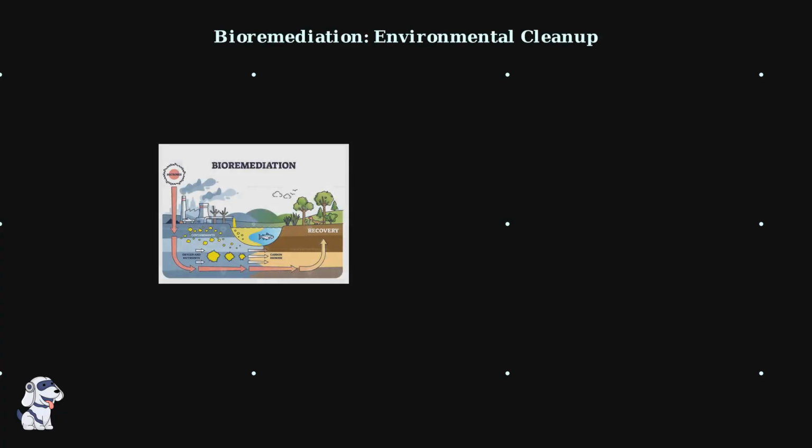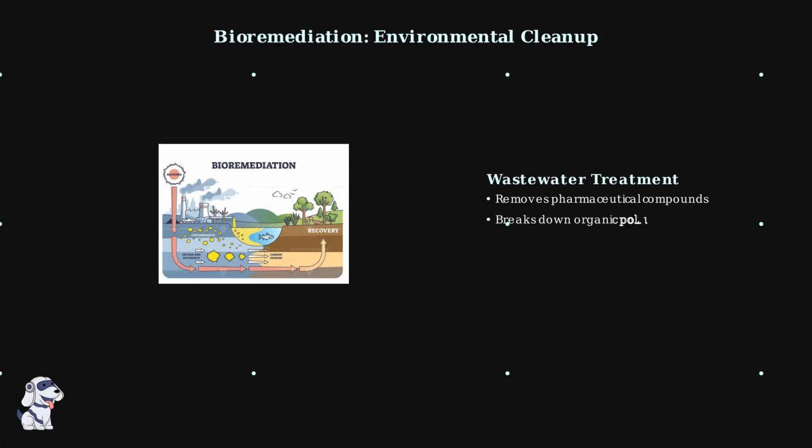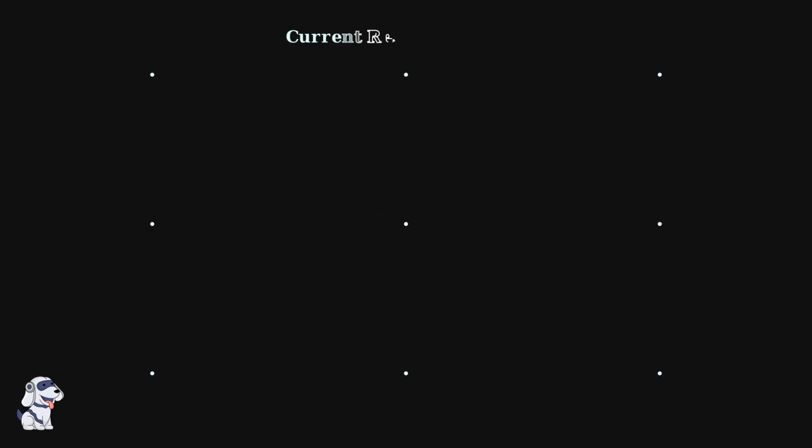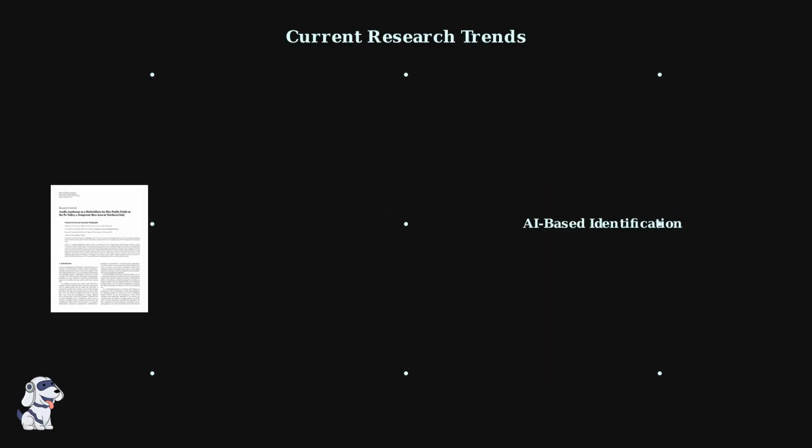Bioremediation using Anabaena offers a natural solution for environmental cleanup. These organisms can remove pollutants from water and soil, helping restore contaminated environments. The process works by utilizing Anabaena's natural metabolic pathways to break down contaminants and absorb harmful substances, converting polluted environments into clean, healthy ecosystems. Current research is expanding Anabaena applications in exciting new directions.